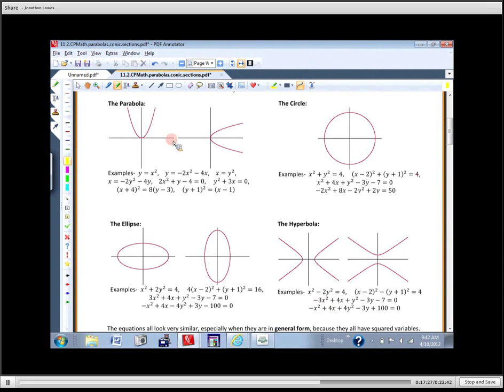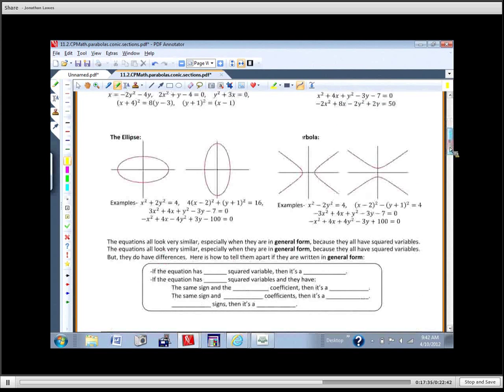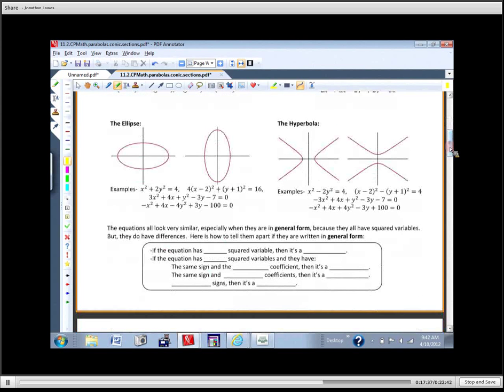They're not two squared variables. There's only one variable that's squared. Okay? So one of the things that we're going to work on first is identifying which is which. And that's really easy to do when they're in general form. So general form is when they're written with everything on one side. Okay? So that's general form right there.